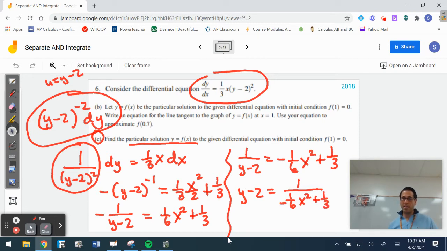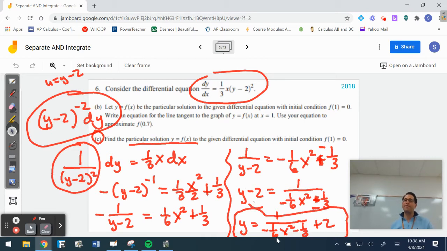Some of you are saying, come on, Mr. T. If I multiply everything by a negative, this turns into a negative. All right, so then to get this problem done, y is equal to 1 over negative 1/6 x squared minus 1/3, that's all in the bottom, and then plus 2. And believe it or not, this problem was worth 5 points. That gets you a 5 out of 5 for this piece.